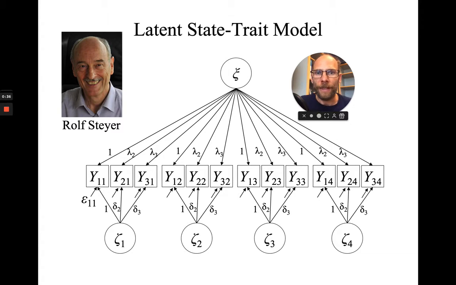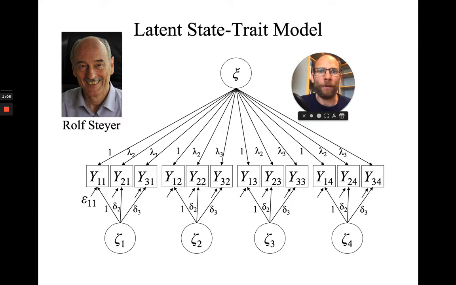In this model here, we have a single trait factor psi at the top, and we have state residual factors zeta at the bottom. The trait factor psi represents time unspecific effects or trait effects, so this is the factor that is consistent across time, whereas the zeta factors at the bottom represent situation effects and person by situation interactions. In addition, in the latent state trait model, we also have measurement error variables epsilon.